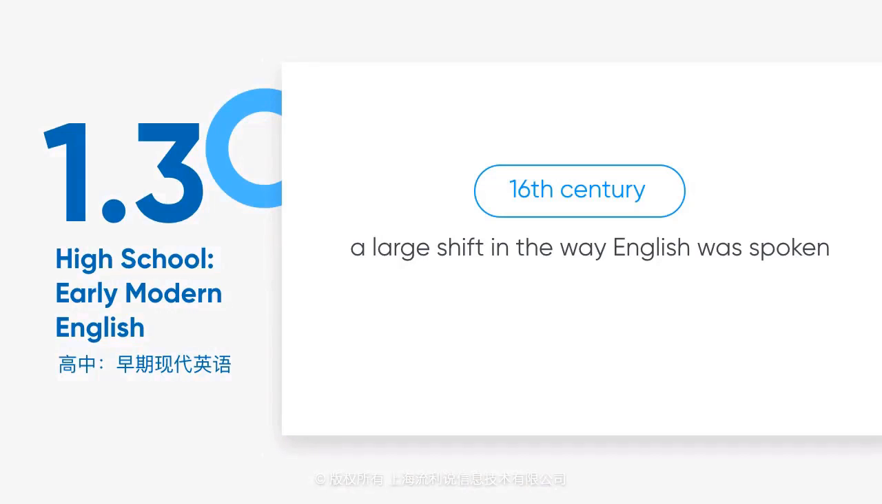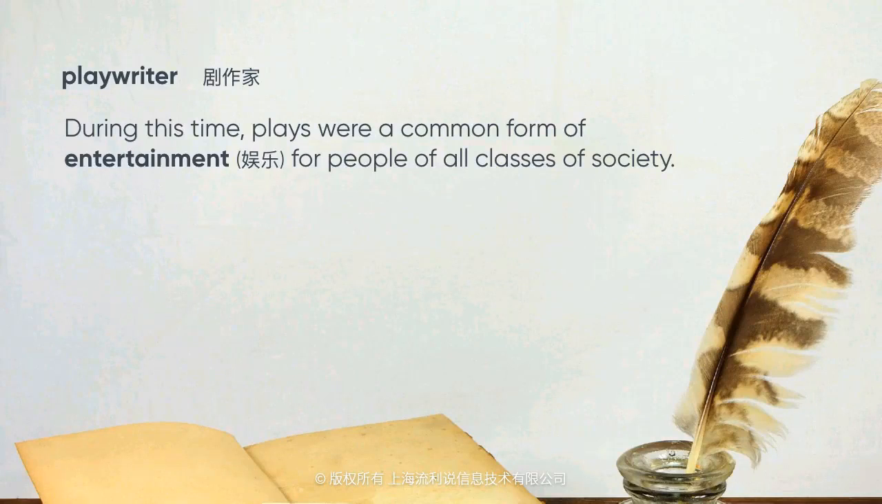Around the end of the 16th century, there was a large shift in the way English was spoken. This shift was caused by William Shakespeare, the most influential person on the English language. Shakespeare was a playwright, which is someone who writes plays. During this time, plays were a common form of entertainment for people of all classes of society.